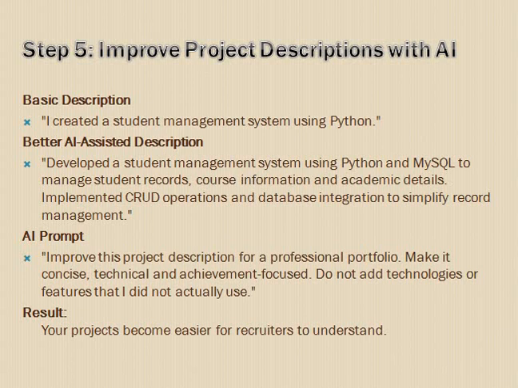We can ask AI to improve the description while keeping the information accurate. AI can turn it into a more professional description explaining the purpose, technologies and functionality. But there is an important instruction we should give AI. Do not add technologies or features that I did not actually use. This prevents AI from exaggerating a project. Always verify the final descriptions before adding them to the portfolio.